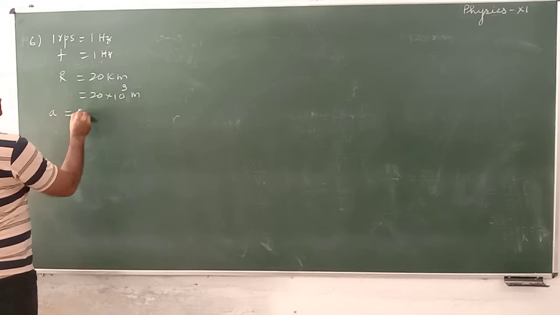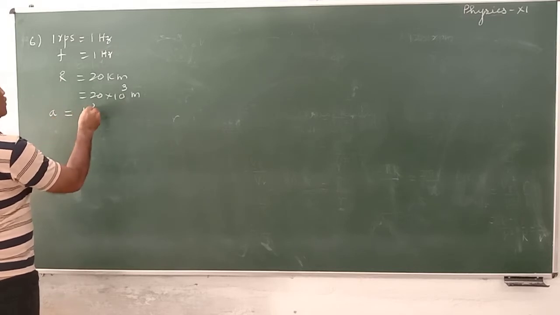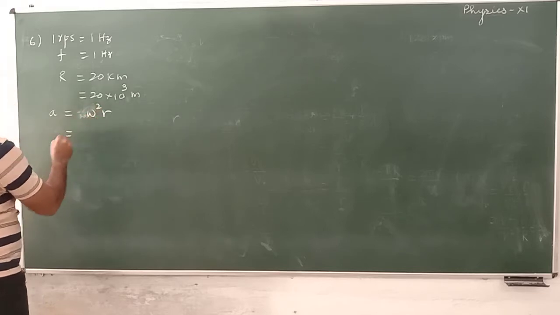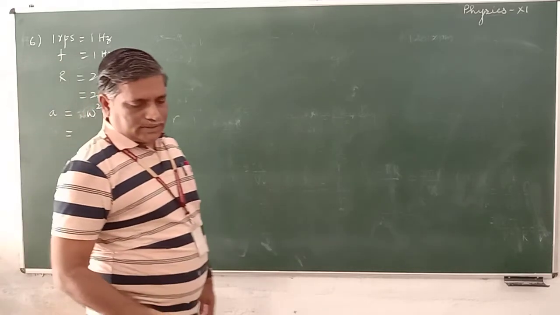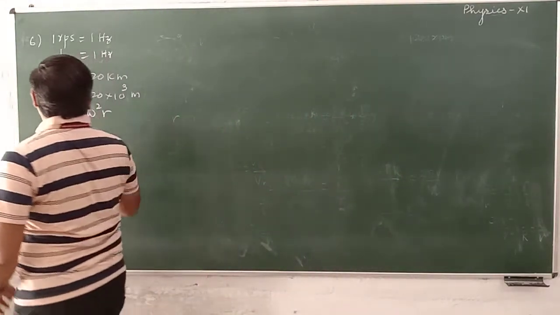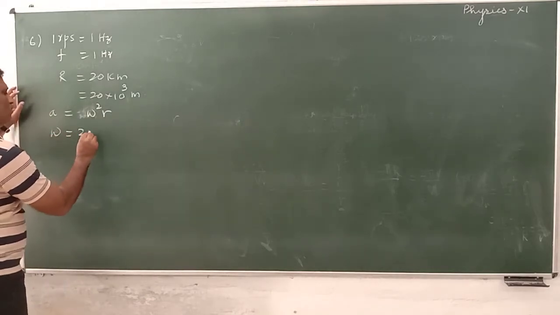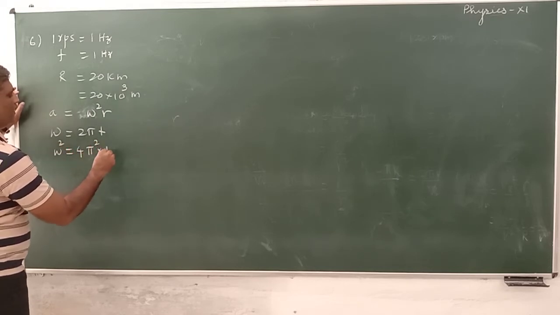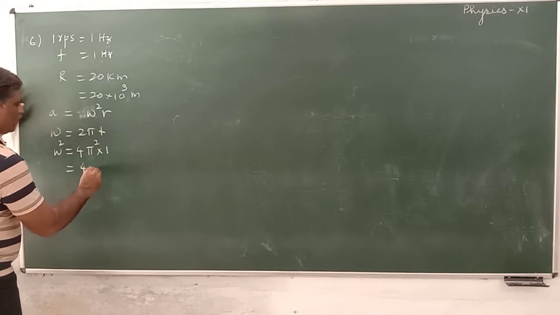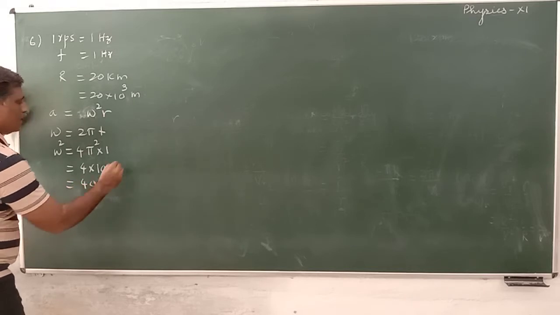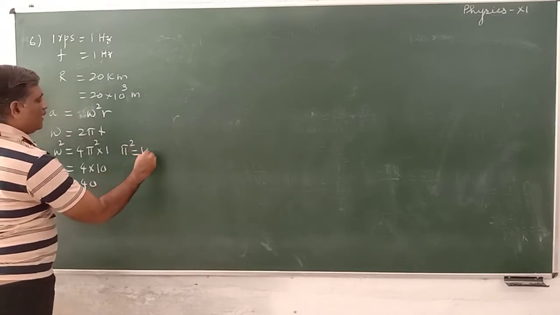Acceleration is equal to v square by r, or it is omega square r. Its acceleration is asked of an object, so acceleration is equal to omega square r. Omega is equal to 2 pi f. Therefore omega square is equal to 4 pi square into 1, which becomes 40, because the value of pi square is equal to 10.